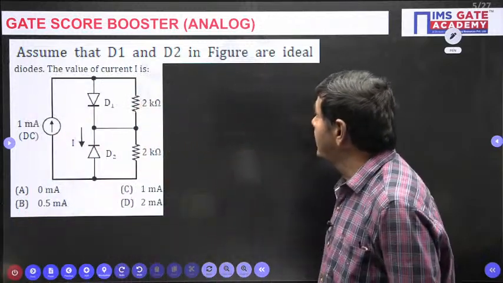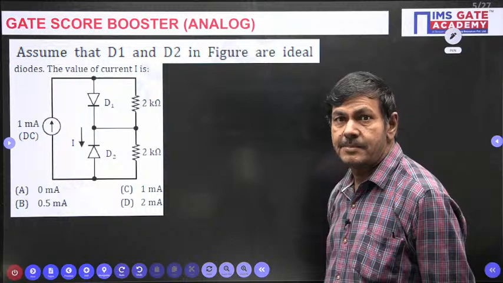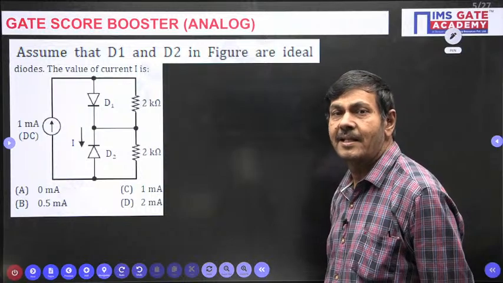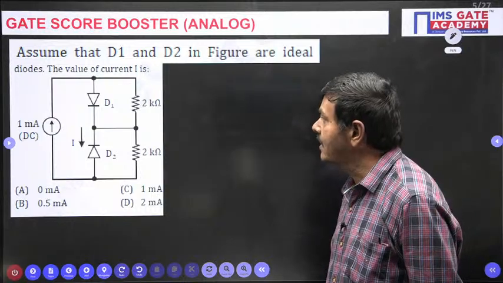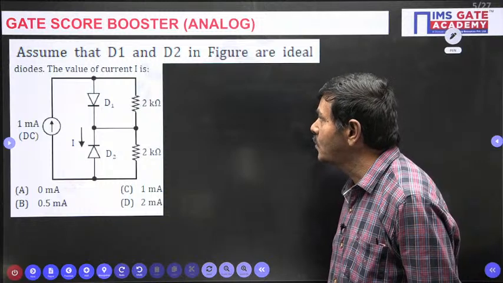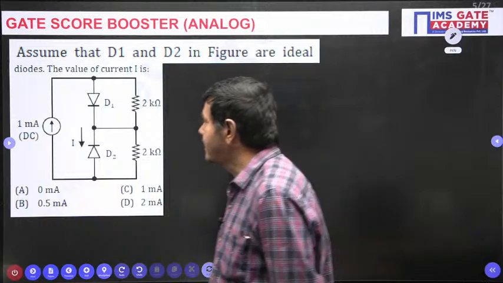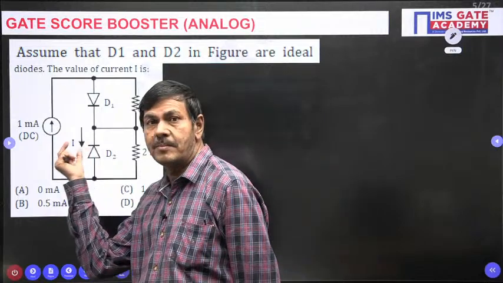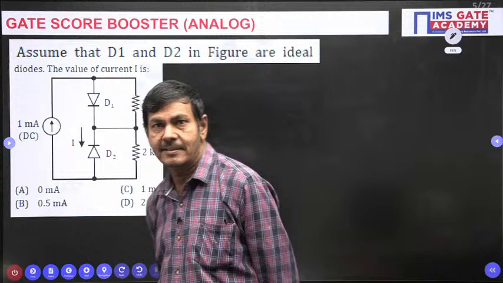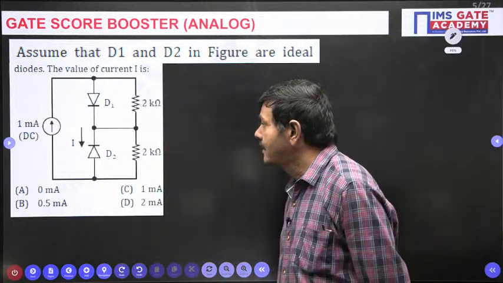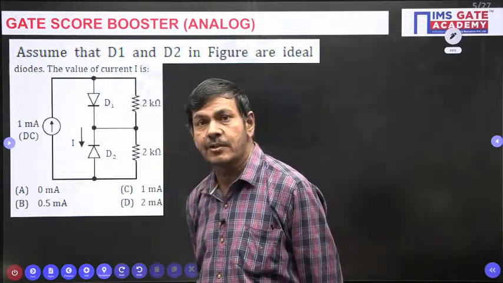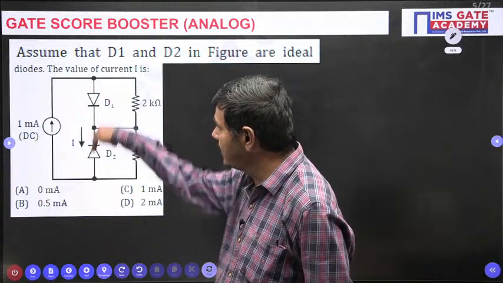Assume that D1 and D2 in the figure are ideal. It is specified clearly, the diodes are ideal. All the diodes are ideal only. Only 2 diodes are there. The value of current I is asked, how much current is going to flow. You watch the direction of the current, which side it is given. The direction is given downward.